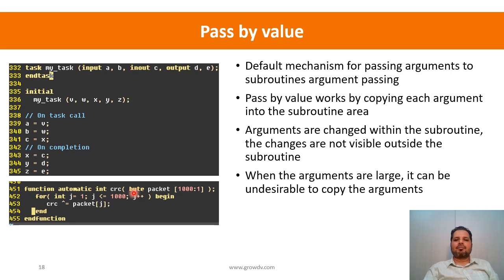And this is an example where, if you have a byte packet 1000:1, then you are passing so many bytes, and a copy of this is made, so memory gets consumed unnecessarily. This is something that can be optimized using pass by reference.